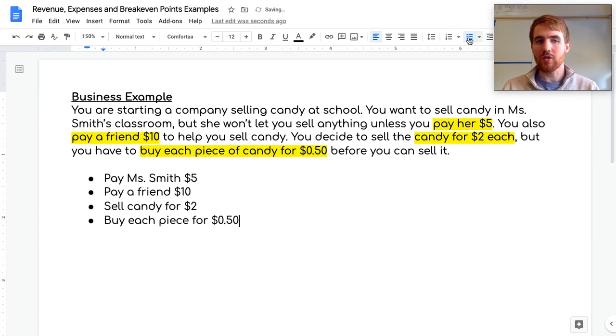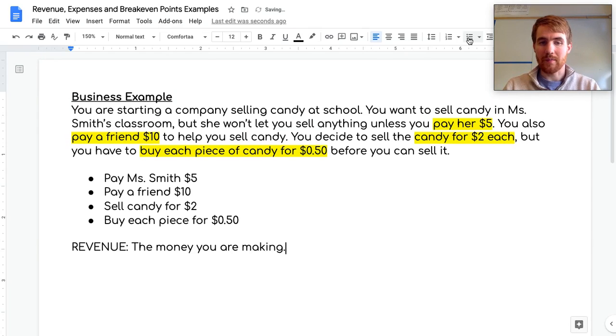Okay, now we're going to go through and talk about how we could find the revenue and the expenses of selling this candy. So first things first, what is the revenue? Well, the revenue is all the money you're making from selling something. It doesn't include any of the costs. It's basically the money you get. It's the money you'll be able to hold in your hand. You might have to spend this money on your expenses, but it's all the money you're making. So this is the money you are making.